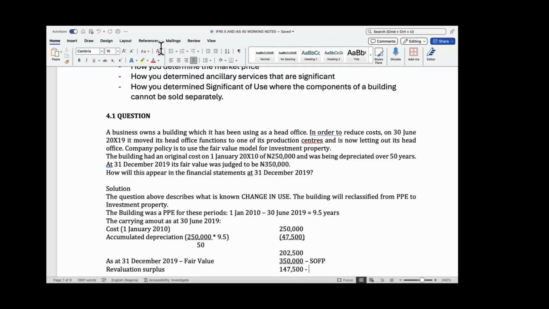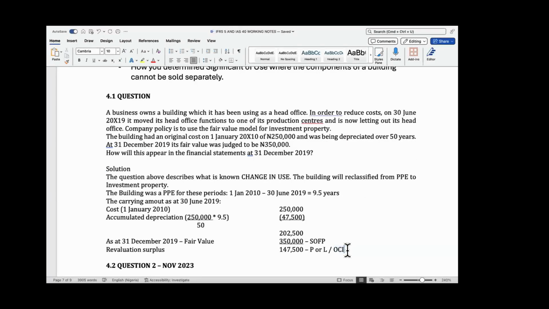Let's start with the people that said OCI. I think Ufoma said OCI. Ufoma, let me hear from you. Why do you say this surplus should go to OCI? Yeah, I'm with you, sir. Because it's fair valued, it's not being sold yet.